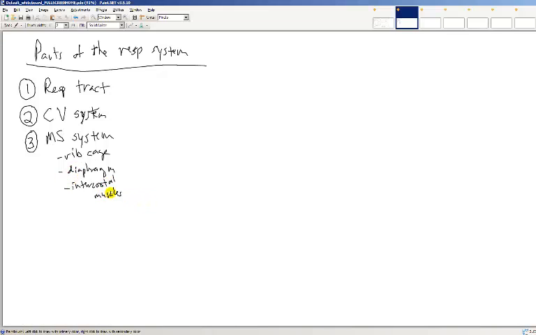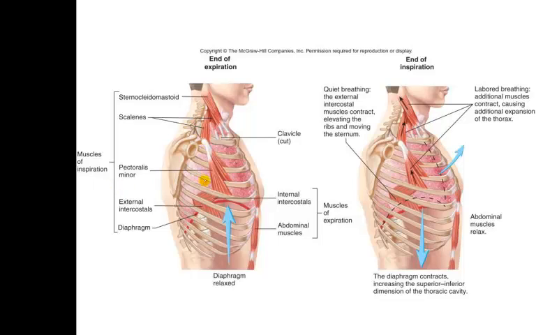These are the main muscles. Diaphragm and intercostals are the main muscles that we use for ventilation. There are actually some other muscles we can use, which I'll talk about in another lecture. Okay, so those are all the parts and their basic function.